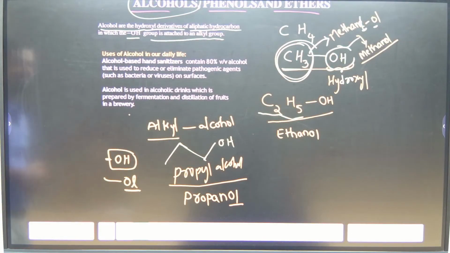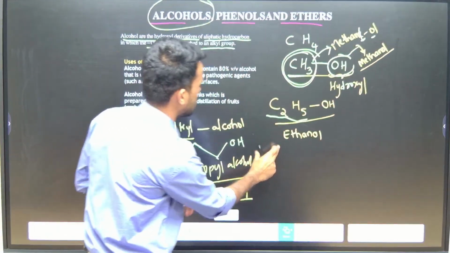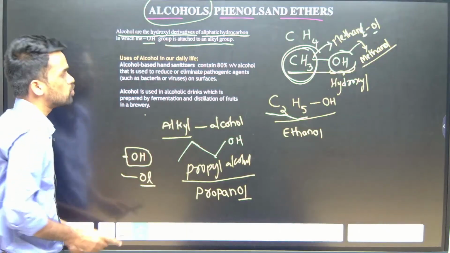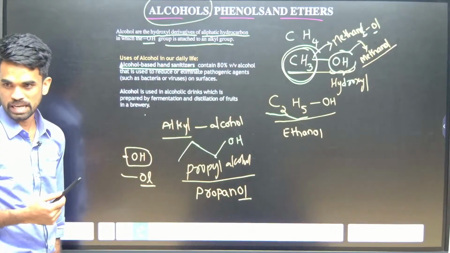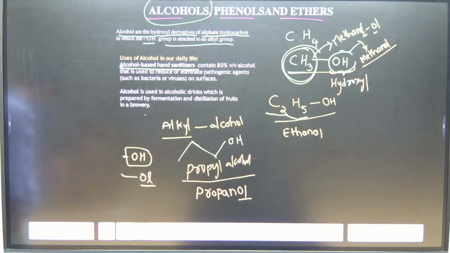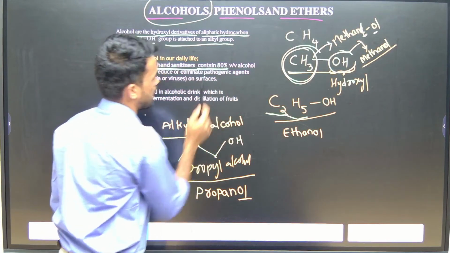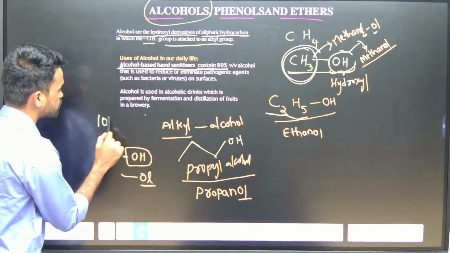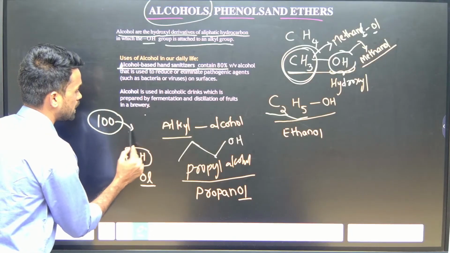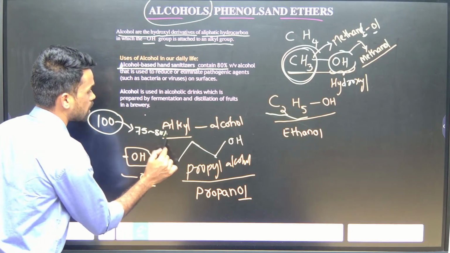Okay, so this is how we will write IUPAC nomenclature. Now what are the uses of these alcohols in our daily life? See, we are using sanitizers more effectively since COVID times. We have alcohol based sanitizers, and this alcohol based sanitizer contains a high amount of alcohol. If you take a 100 ml sanitizer bottle, it will contain around 74, 75 to 80% alcohol.